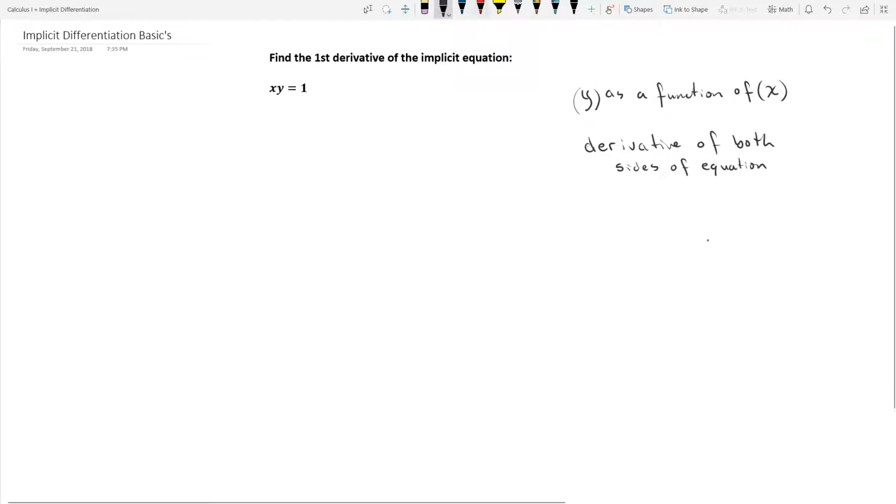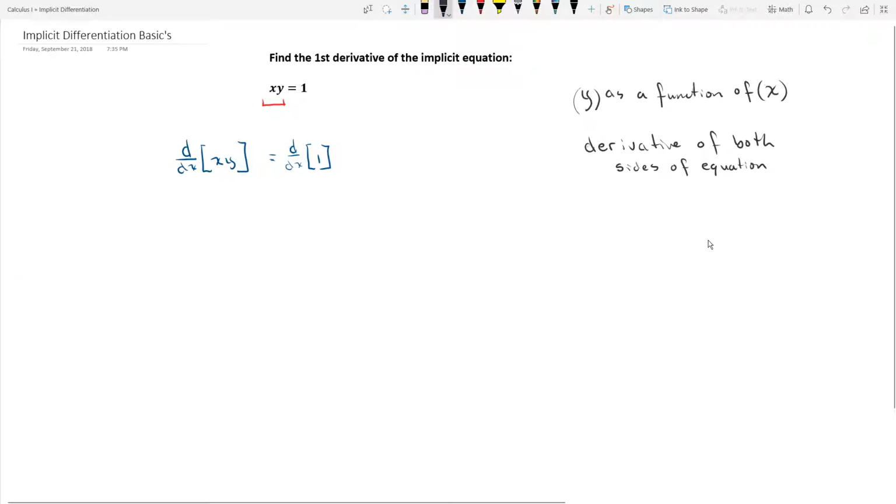So in looking at this, x times y equals 1, we definitely have a product. So the first thing that we're going to need to do is apply the product rule to this. And we of course could see that we could isolate for y in this particular equation, but we're going to use those rules for implicit differentiation. So we're going to say that this is the derivative with respect to x of xy is equal to the derivative with respect to x of 1 on the other side of the equation.